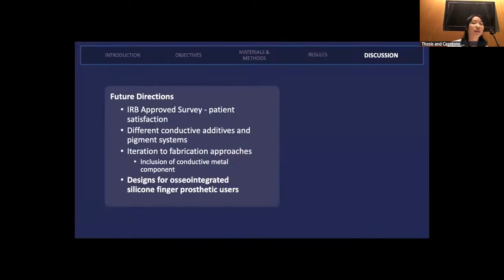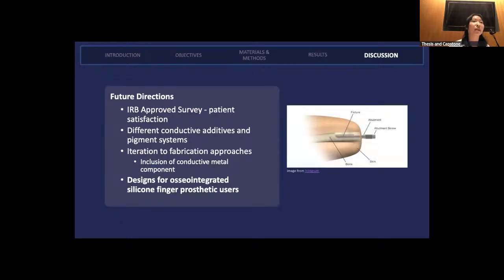Lastly, since this is very new research, there's a lot of future directions for this project. That includes finalizing our IRB-approved study of reporting patient satisfaction, exploring different conductive additives, pigment systems, and improving the overall design. Lastly, our ultimate goal is to create a touchscreen silicone prosthesis for patients who have an osseointegrated retention system so that they can experience osseoperception and use their phones with their prosthetic fingers.